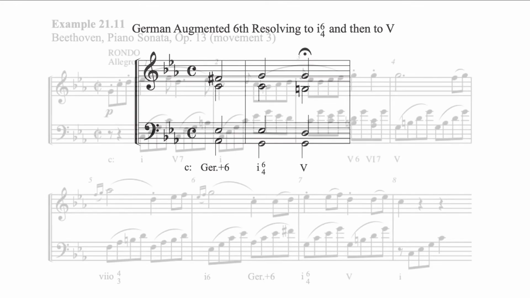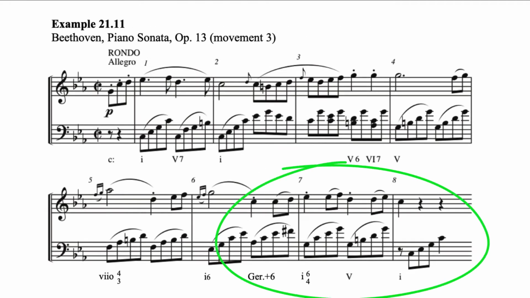Here's an example by Beethoven that uses the German augmented sixth chord, first leading to a 1-6-4 and then on to the 5 chord.